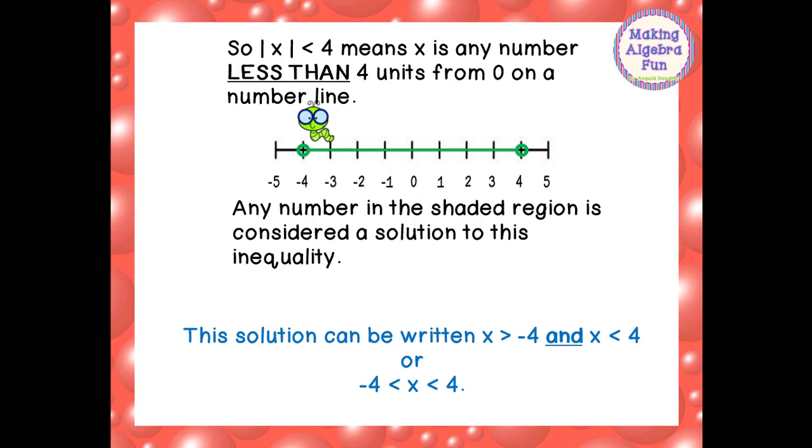I also want to note that the open circles mean that we're not including 4 or negative 4 itself, because less than means smaller than but not equal to. So the open circles mean you cannot go as far as 4, but all the way up to 4. And all the way down to negative 4. The solution can be written x is greater than negative 4 and x is less than 4, or more commonly we write this in one statement. We write negative 4 is less than x, which is less than 4. And I like to read this x is between negative 4 and positive 4, which I think makes sense to most people.